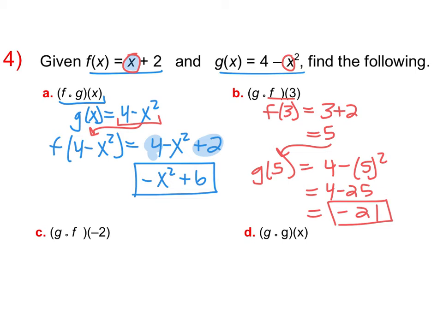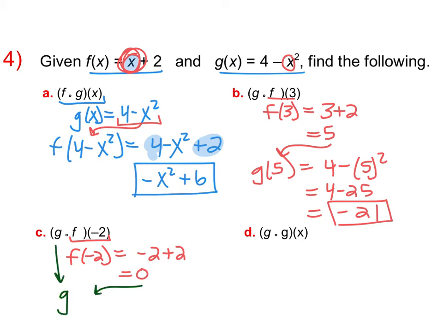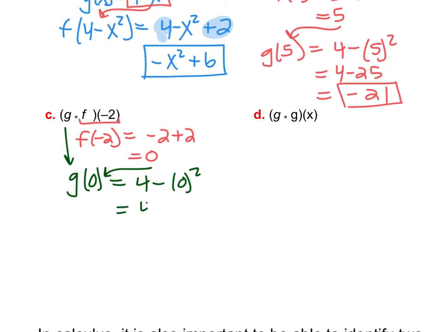So same idea with C and D. So these would be two good ones if you're watching the videos here to pause and try them on your own and then check them with the video. So first for letter C, we take f of -2. So if we substitute a -2 in for x up here for the f function, we'd get -2 plus 2, and that's 0. So then 0 is what we're substituting into the g function. So g of 0 would be 4 minus 0 squared. And that's 4 minus 0, so that's just 4.